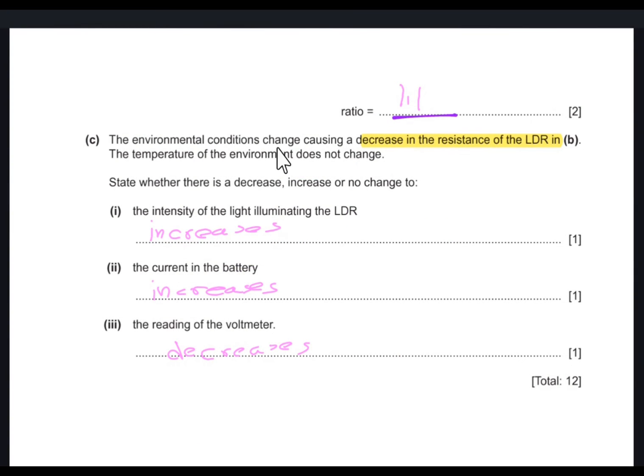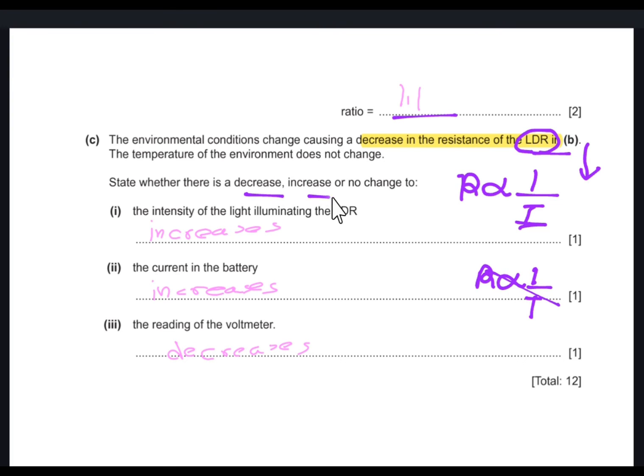Conditions change, causing a decrease in the resistance of the LDR. So the resistance of the LDR decreases. This is the LDR, a light dependent resistor, and not the thermistor. For an LDR, resistance is inversely proportional to light intensity, and if it is a thermistor, then resistance is inversely proportional to temperature.